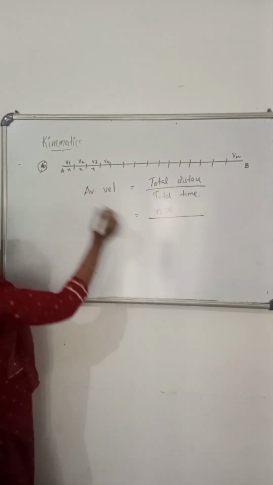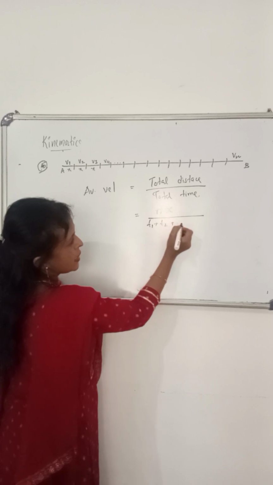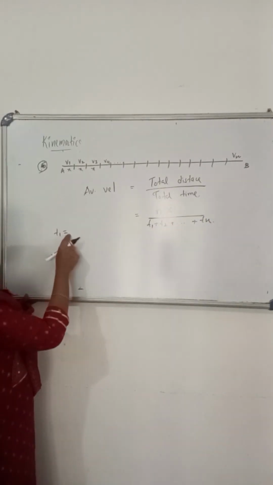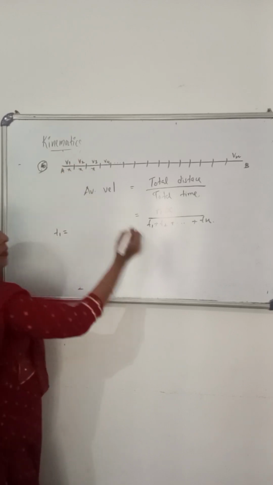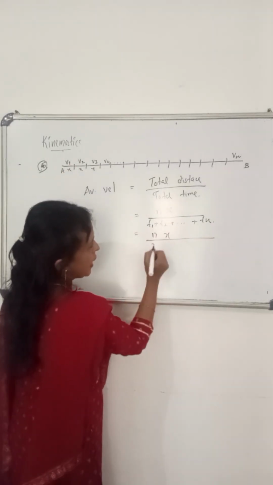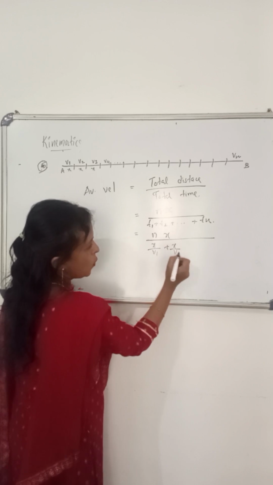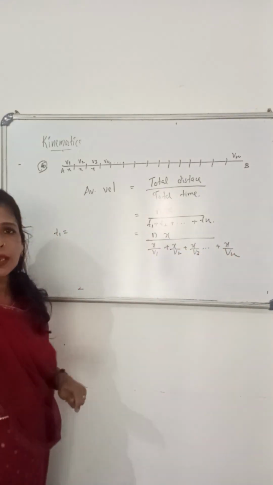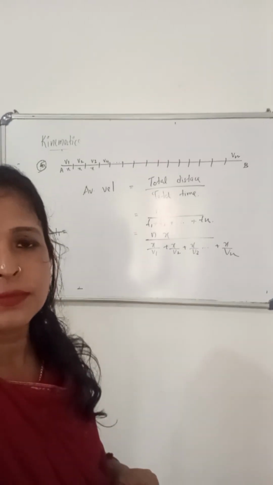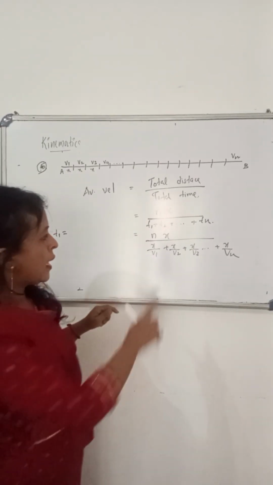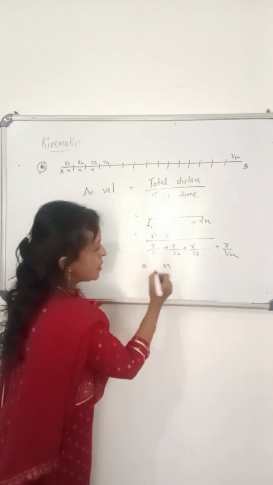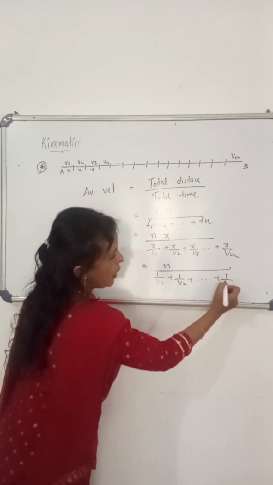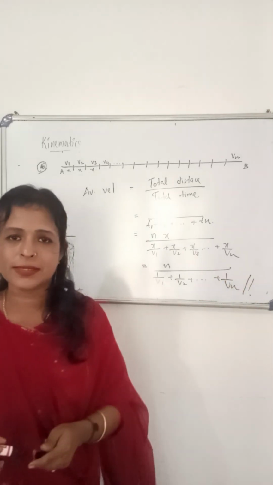Divided by total time, which is t1 plus t2 plus etc. up to tn. Then what are t1 and t2? t1 means x by v1. So nx divided by x by v1, x by v2, x by v3, etc. up to x by vn. Okay, so x cancels out. The final answer is n divided by 1 by v1 plus 1 by v2 plus etc. up to 1 by vn. This is our final answer.